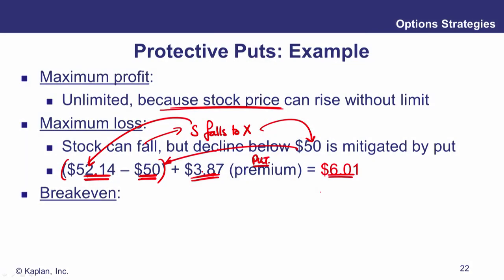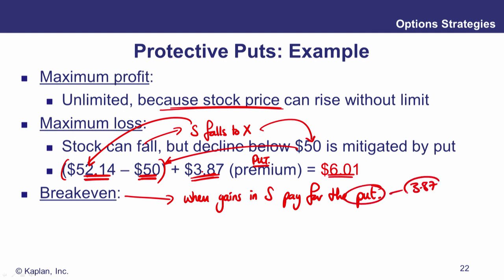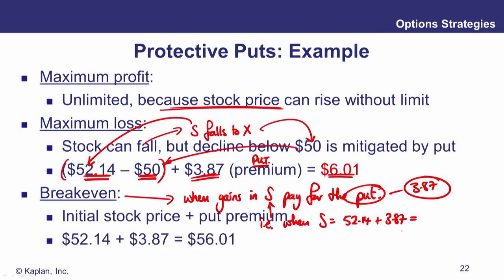Break even. The way to think about break even is that we break even when gains in S pay for the put. So what did the put cost us? The put cost us 3.87. So we break even when S goes up by 3.87. In other words, when S is equal to 52.14, where it starts, plus 3.87, at that stage we're going to break even. 52.14 plus 3.87 is 56.01.